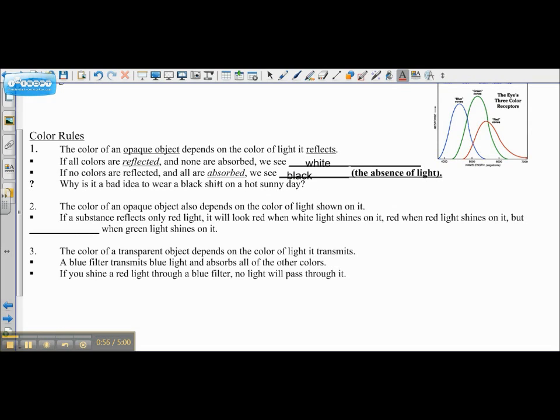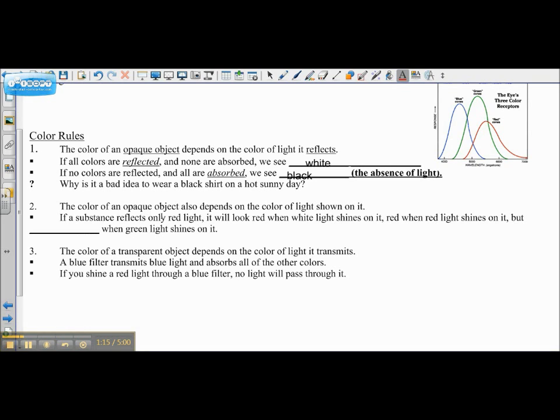So why is it a bad idea to wear a black shirt on a hot sunny day? Because black absorbs all of the sunlight. White reflects all the sunlight. That's why whenever it's really hot outside, you try to wear as light of color as possible so that it reflects all of that light.